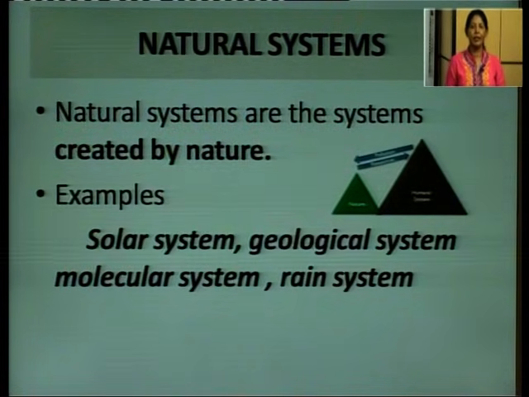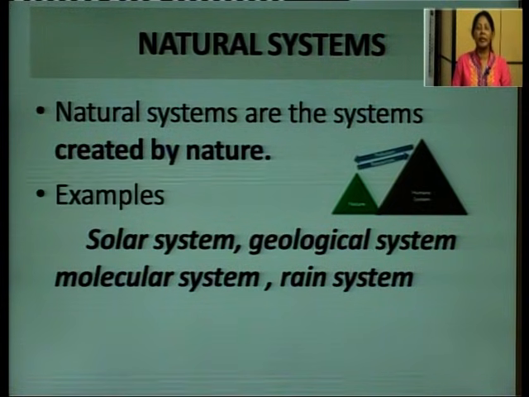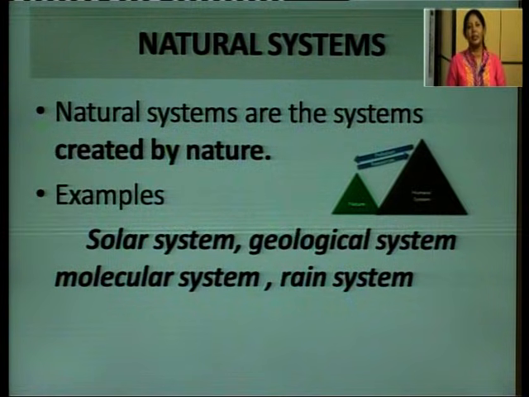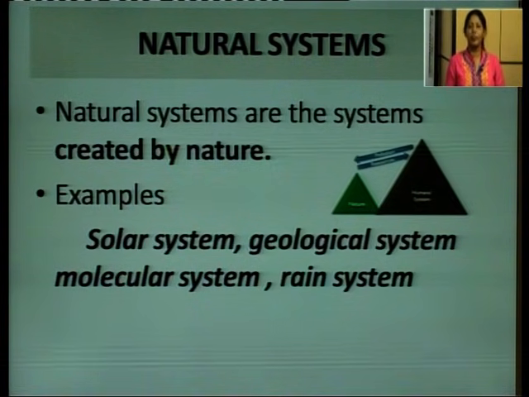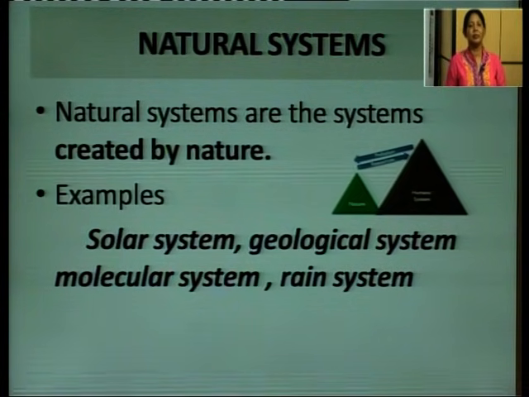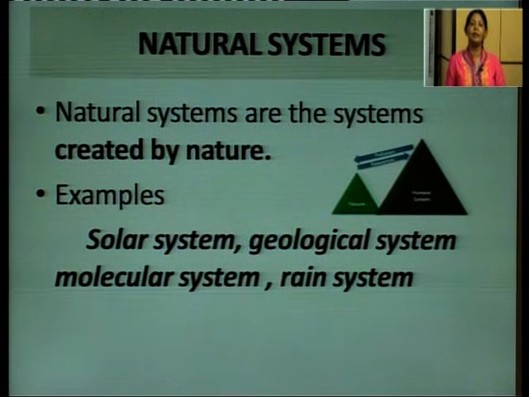So, next is the natural system. As the name shows, natural systems are systems that are created by nature. There are so many examples, like your solar system, your geological system, molecular system, brain system. These are the best examples of natural systems. So, again I am repeating, natural systems are the systems created by nature, like your solar system, molecular system, brain system, etc.